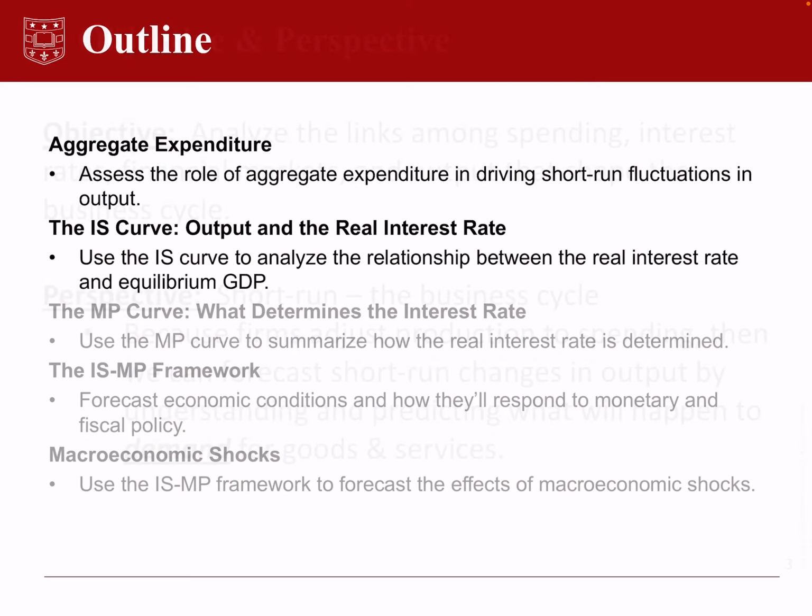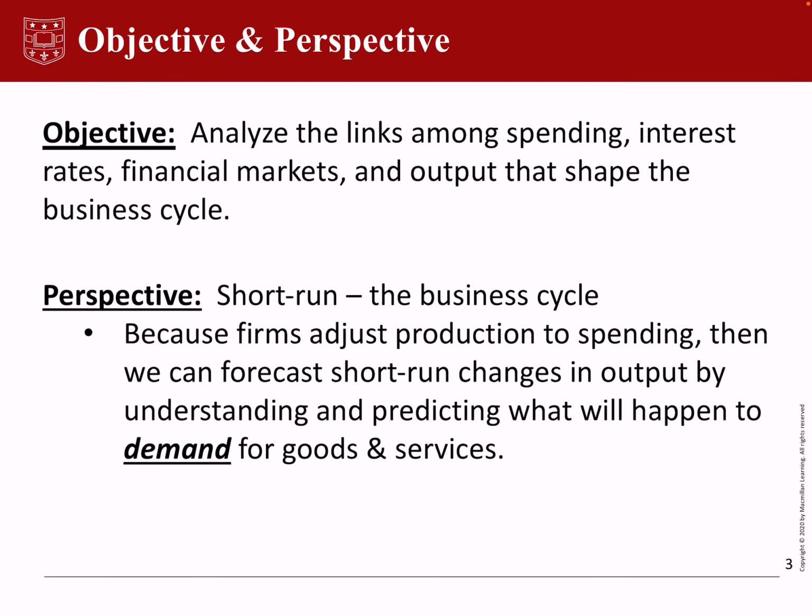What I want to do at this point is to again remind you of what we're doing here. So our objective is to analyze the links among spending, interest rates, financial markets, and output as a way of describing the behavior of the economy over the business cycle. So again, our business cycle perspective is one in which we are talking about the macroeconomy in the short run. In these notes, we are at this point abstracting from the impact of price changes or inflation on decision making. So you could interpret chapter 18 as one in which we are holding fixed prices.